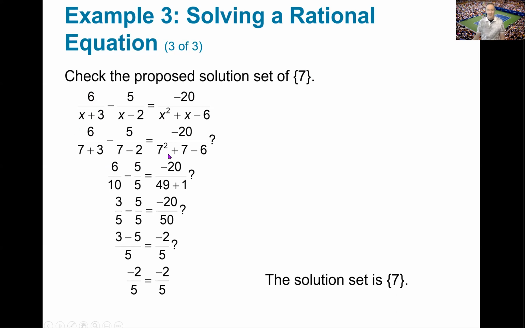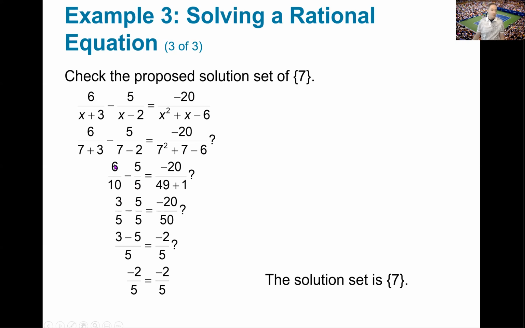The right-hand side, I know 7 squared is just 49. I'll have 49 plus 7 minus 6. That's going to be 49 plus 1. It's going to be a 50. So my right-hand side is going to be -20 over 50. The left-hand side, I could get a common denominator.